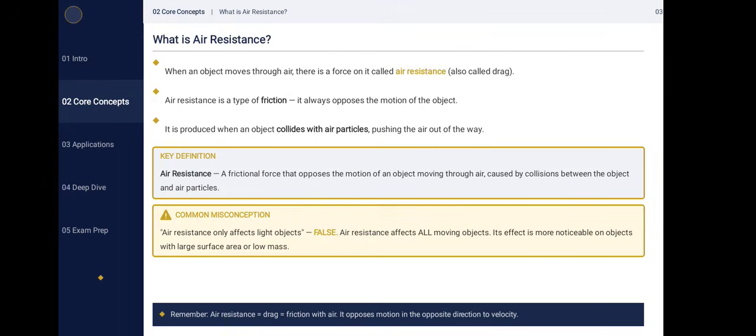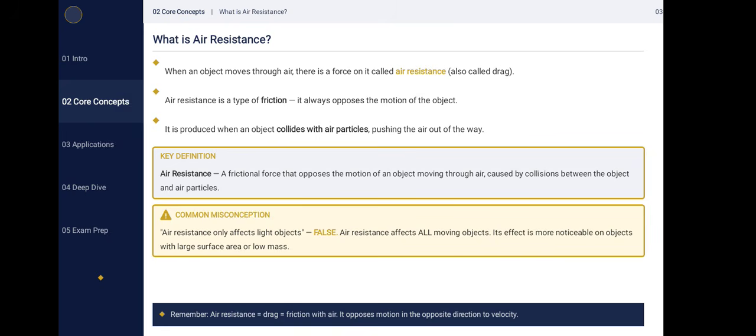What is air resistance? Let's start with a clear definition. When any object moves through the atmosphere, it experiences a force called air resistance, which scientists also refer to as drag force. It is vital to understand that air resistance is a specific type of friction. Just like your shoes rub against the floor to create friction, an object rubs against the air. The most important rule to remember is that air resistance always opposes motion. If you are running forward, air resistance is pushing you backward. It never helps you go faster. It always tries to slow you down.